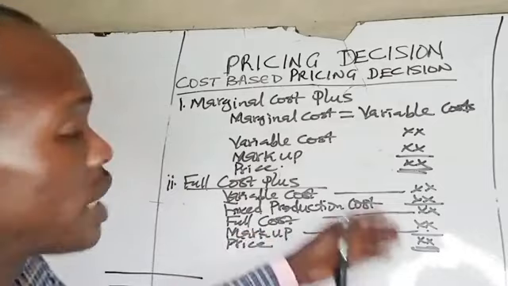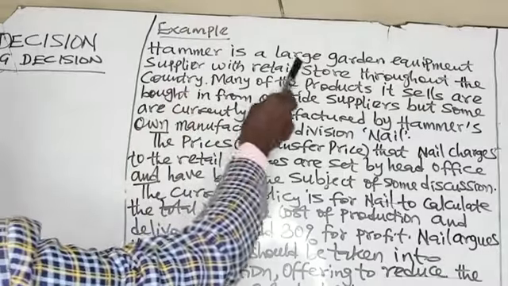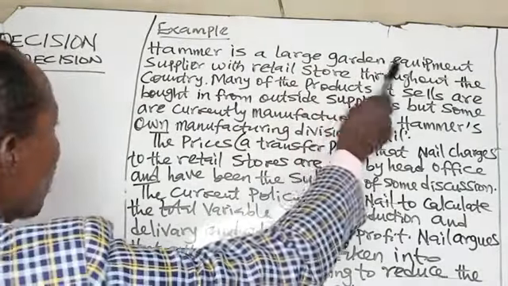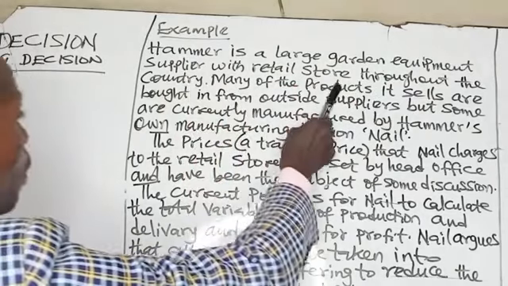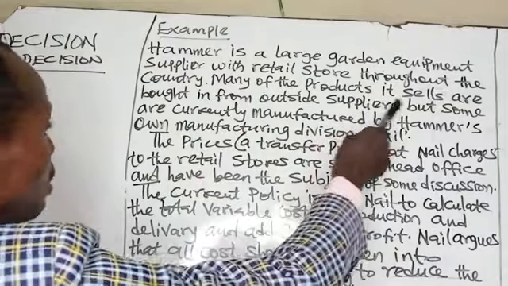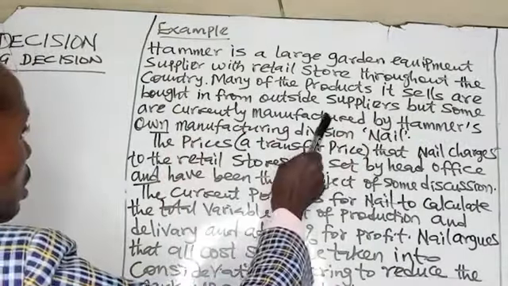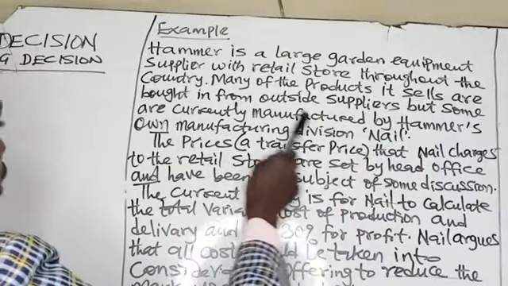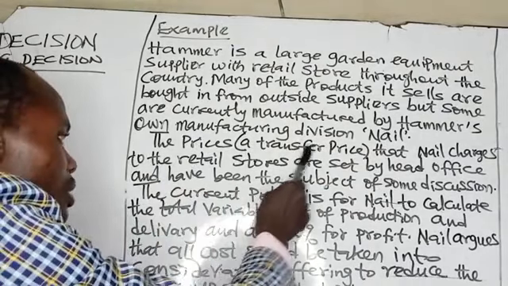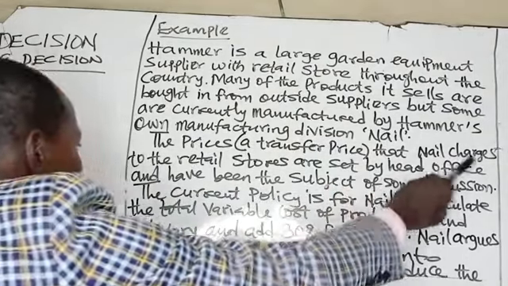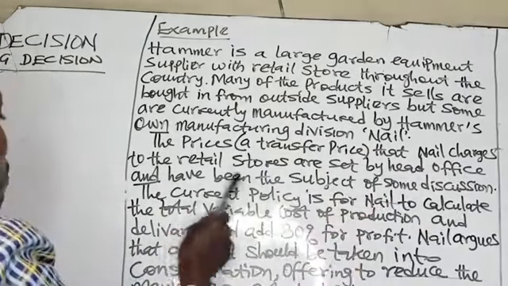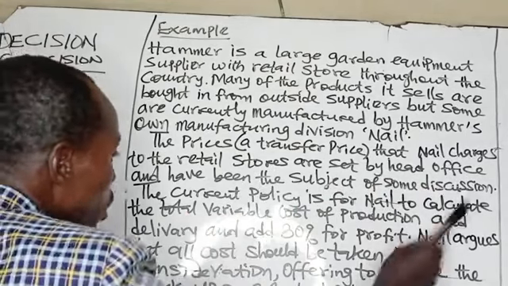I want to take a question as a worked example. Keep watching. Hammer is a large garden equipment supplier with retail stores throughout the country. Many of the products it sells are bought in from outside suppliers, but some are currently manufactured by Hammer's own manufacturing division. NAE, the price is a transfer price that NAE charges to the retail stores are set by head office and have been the subject of some discussion.